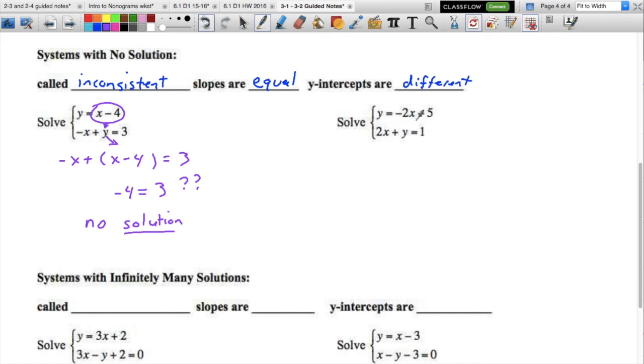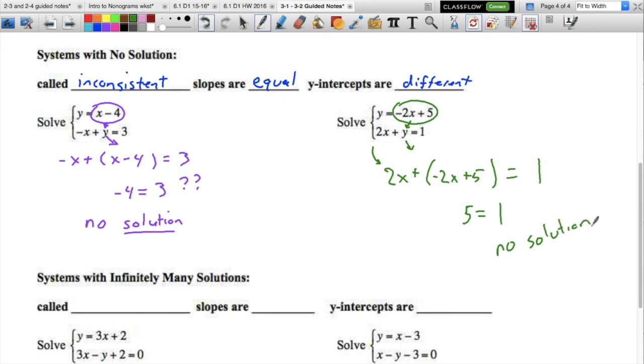How about this one? Let's see what happens on this one. We can use substitution again. Y equals negative 2x plus 5. We plug it in for y. It looks like this. 2x plus y equals 1. I'm using this equation. So y equals negative 2x plus 5. So 2x and negative 2x cancel. We get 5 equals 1. Nope. 5 doesn't equal 1. So you just say no solution. And if you were to graph these two lines, you would see that they're parallel and they have different y-intercepts. So you say no solution for those.